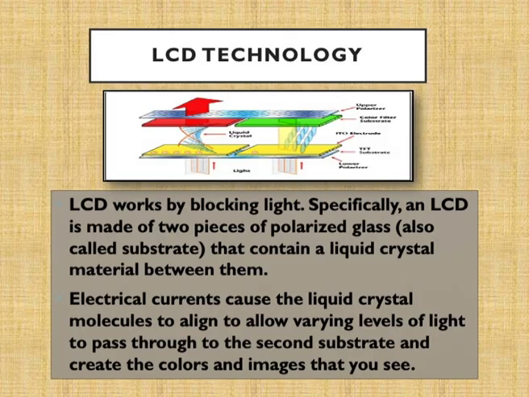Next is LCD technology. The cathode ray tube now is replaced by liquid crystal display. This liquid crystal display basically consists of two polarized glasses, and between those two polarized glasses there is a liquid crystal material, and the light is emitted onto the liquid crystal, and accordingly the molecules are aligned and the output is generated.